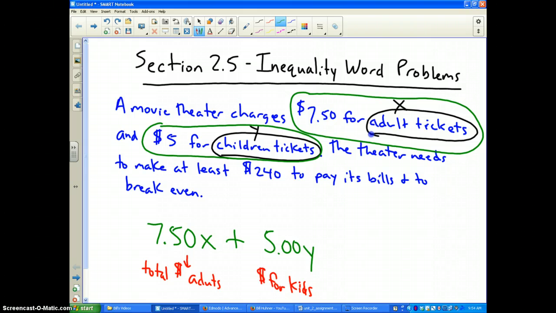And now it needs to total something. Well, that's where we look at the key words in the problem that say at least. At least tells us that we need an inequality. And that inequality symbol, at least, always means greater than or equal to the $240 that we need to pay for our bills. And there we have built our inequality that we are going to use for this problem. Now I'm going to forward ahead.